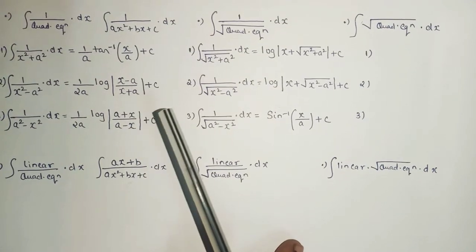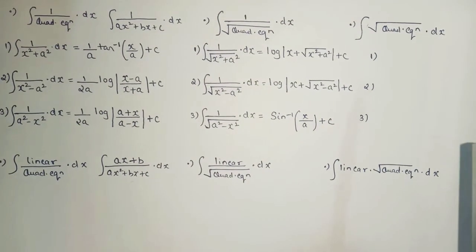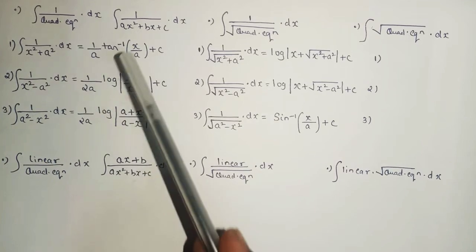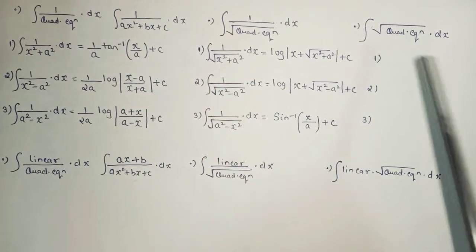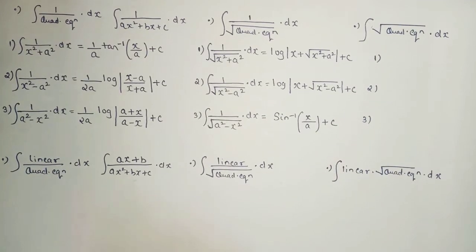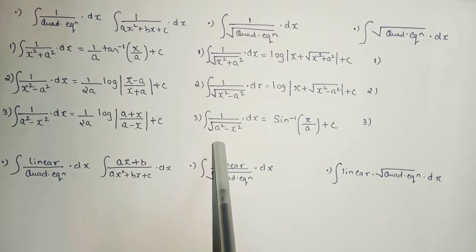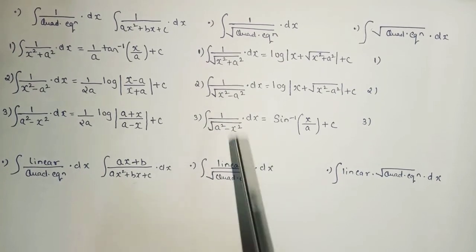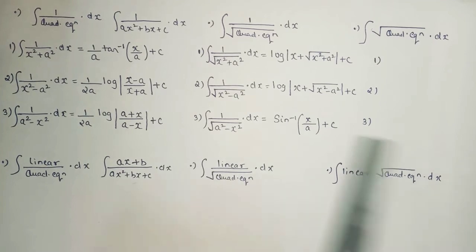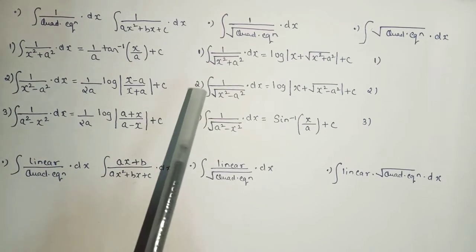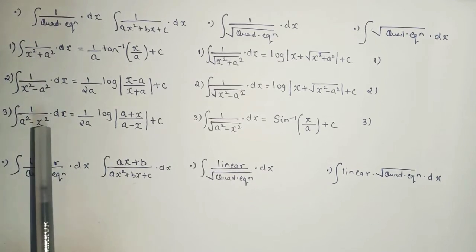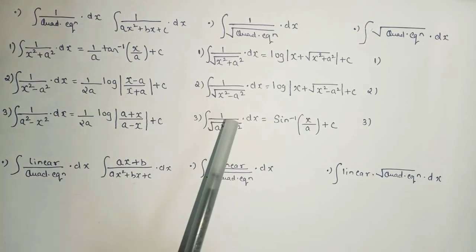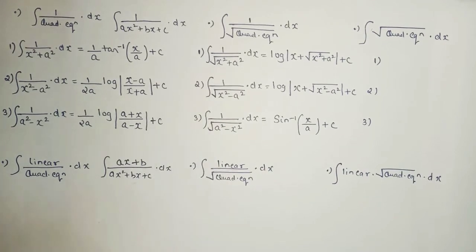For type number 1a there are three formulas, as I explained in the last lecture. Three formulas for type number 1a, three formulas for type number 2a, and three formulas for type number 3a. Here we have one more formula, but basically we apply only the first three. When you see the pattern, it is the same only: 1 upon x square plus a square, 1 upon x square minus a square, and 1 upon a square minus x square. Here also it is the same only, but it is inside the square root.